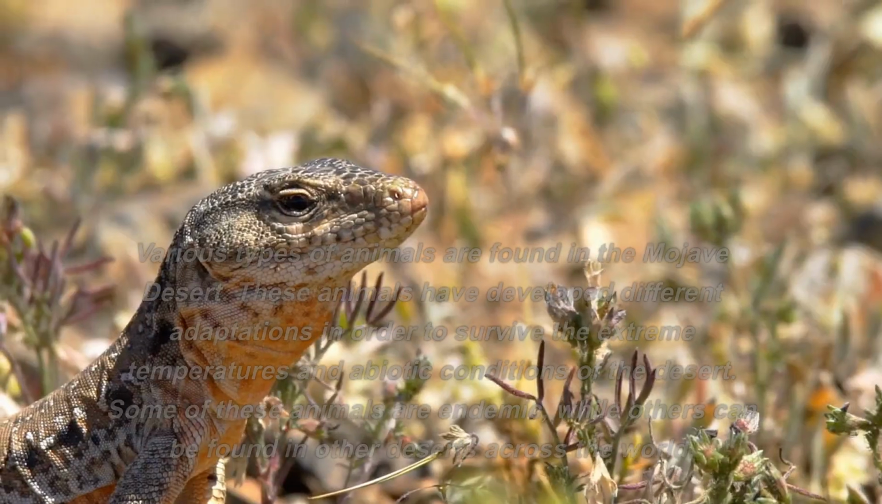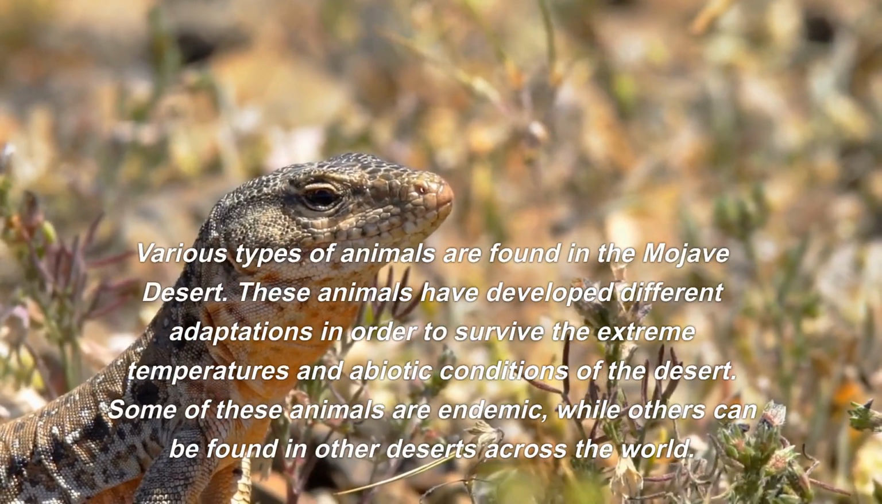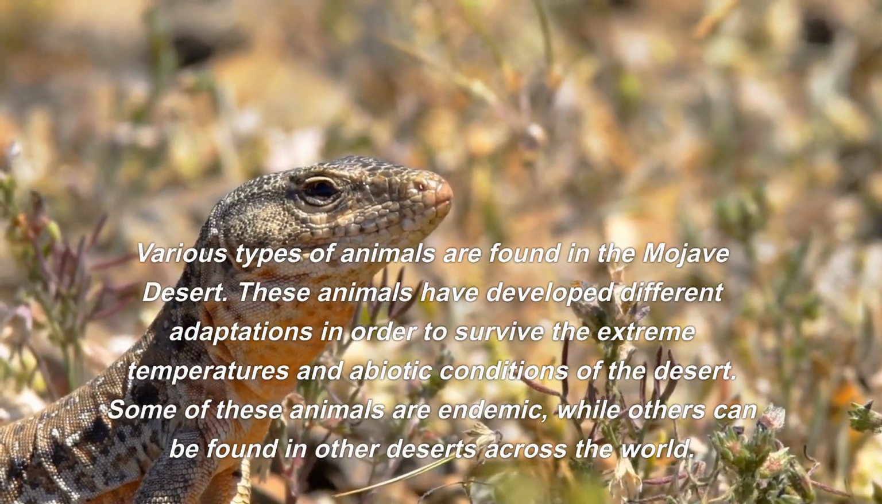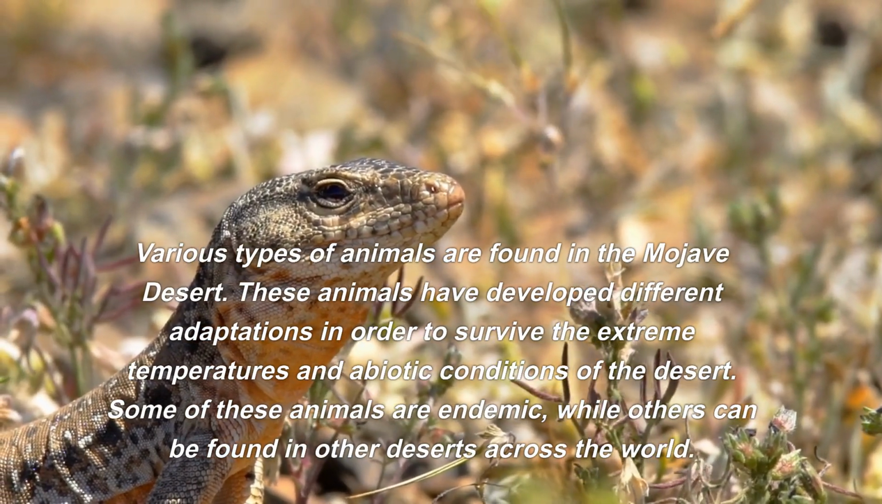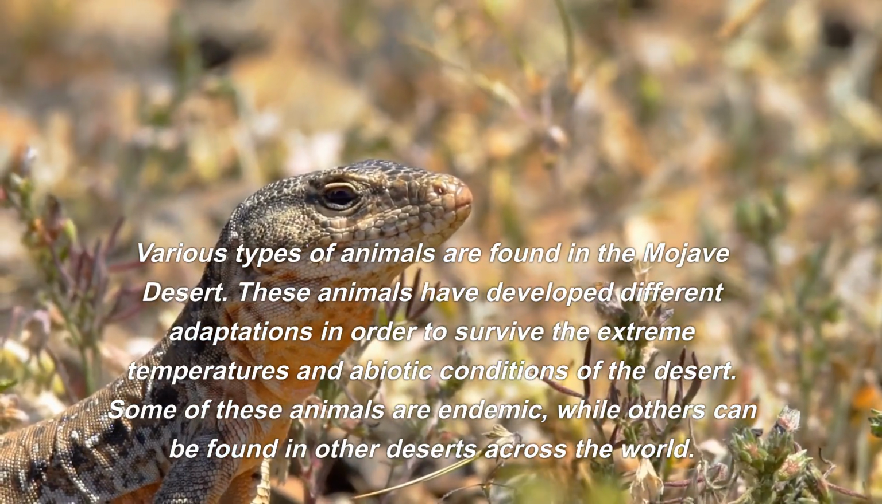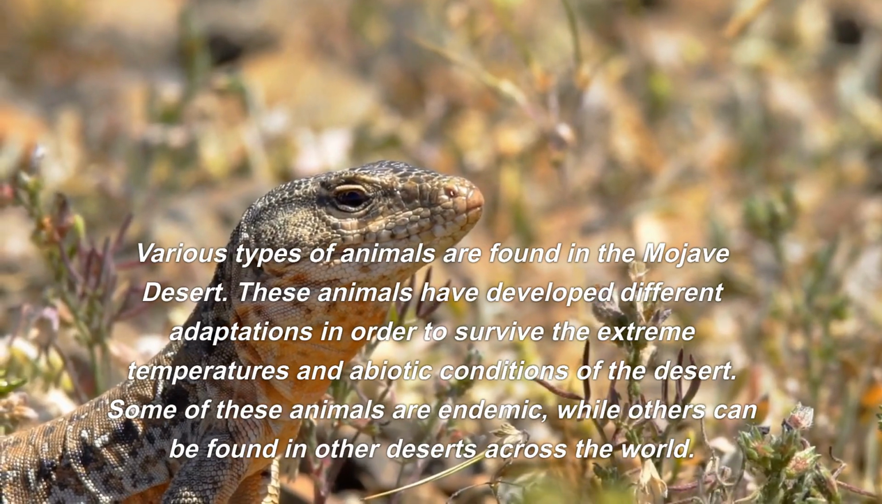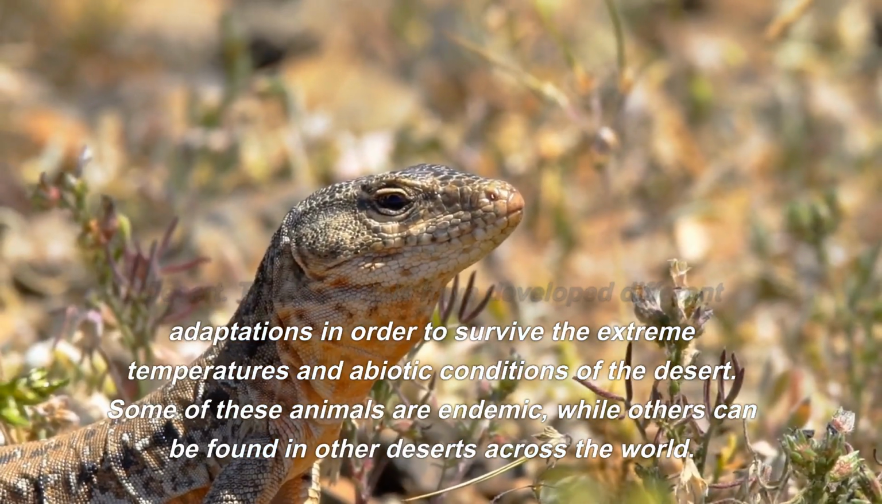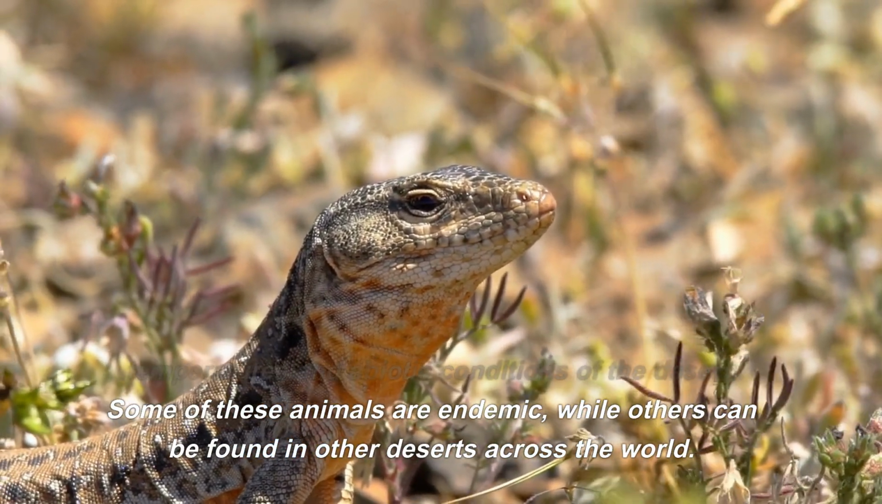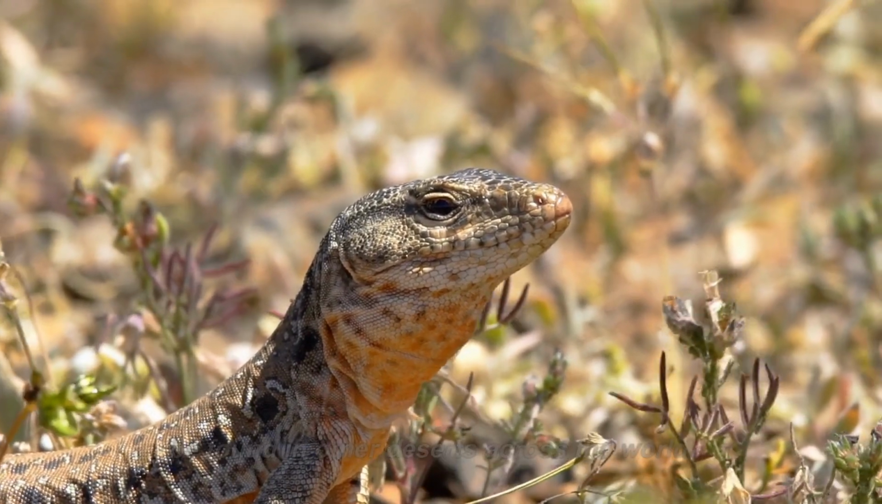Animals. Various types of animals are found in the Mojave Desert. These animals have developed different adaptations in order to survive the extreme temperatures and abiotic conditions of the desert. Some of these animals are endemic, while others can be found in other deserts across the world.